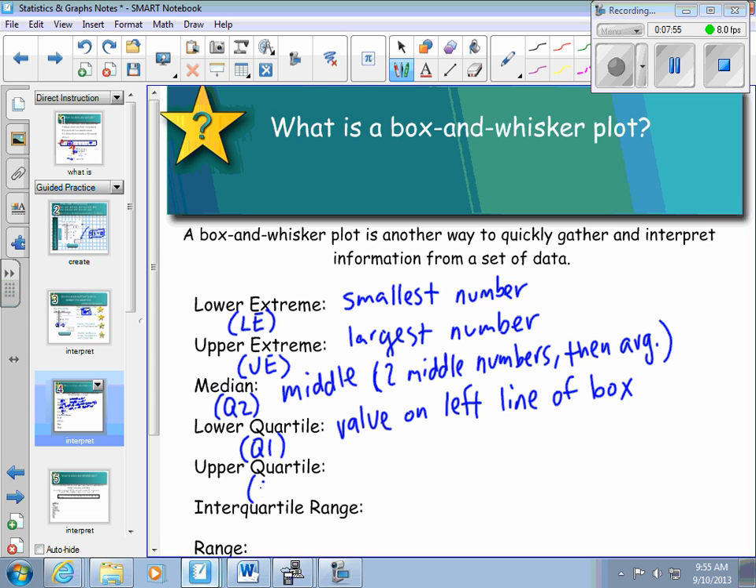The upper quartile, or another word for that is Q3, is the value on the right line of the box.